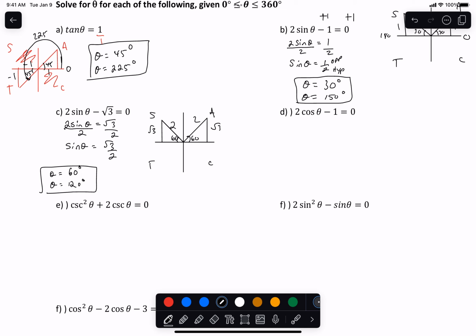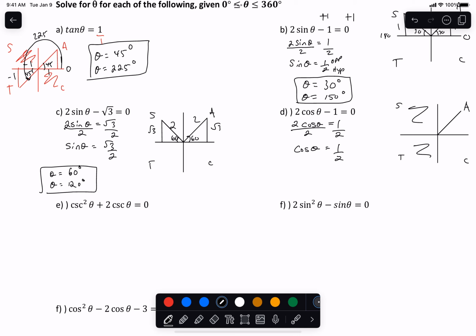Okay, add 1 to both sides for question D. So 2 cos theta has to equal 1. Divide both sides by 2 again, so the cos of theta has to be 1/2. Where is cosine positive? Let's go answer that question first. Draw our terminal arms and then put the side lengths on. Cosine is positive in the cosine quadrant and the all quadrant, which means it's not here and it's not here.